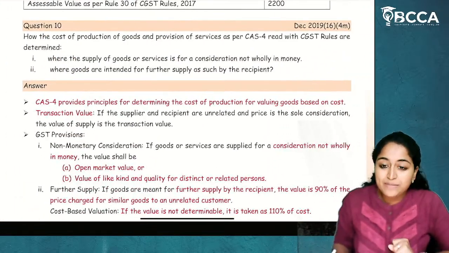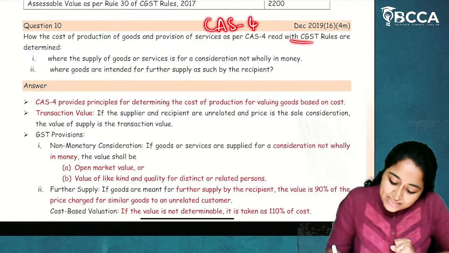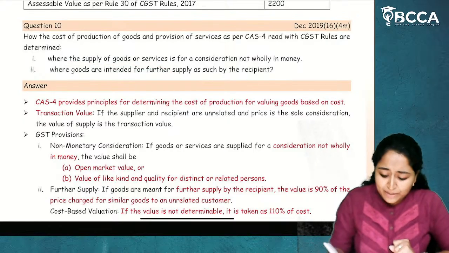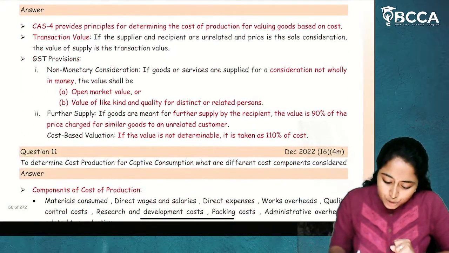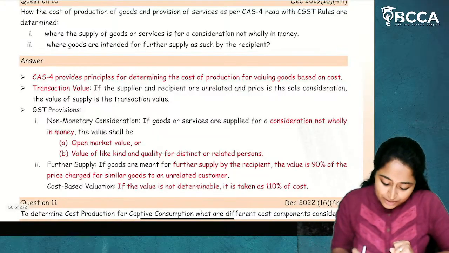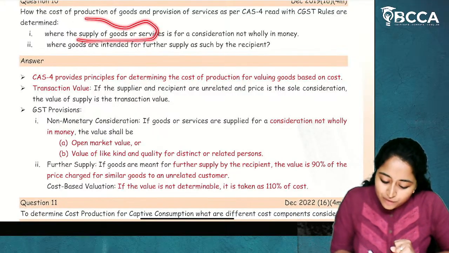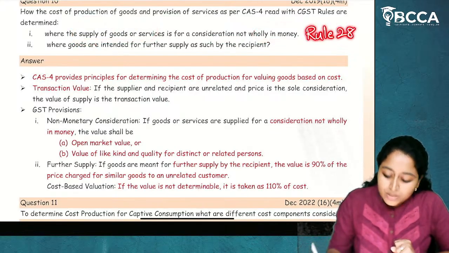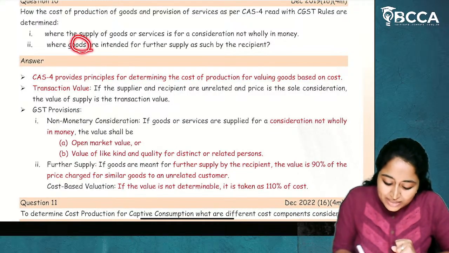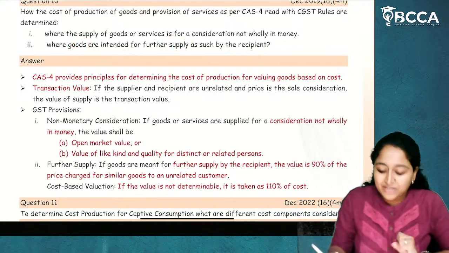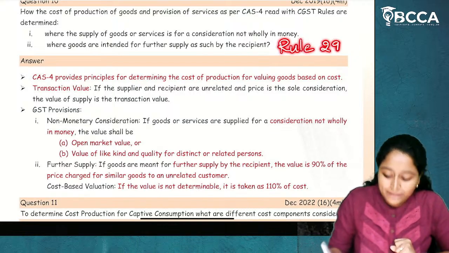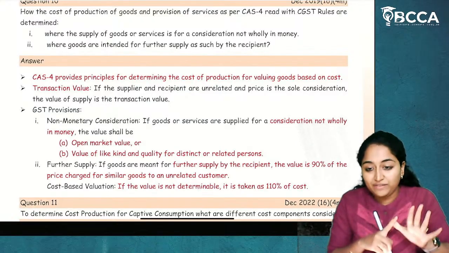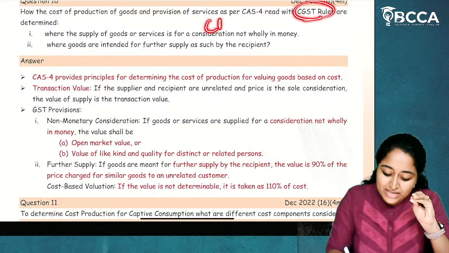Now, how will a theory question be tested? In CAS 4, we have CGST rules. From those CGST rules, we have questions. The question has been asked from rules. So we have rules of CGST. Where the supply of goods or services is for consideration not wholly in money, this is Rule 27. Rule 28 they have tested, where goods are intended for further supply as such by the recipient. Rule 27, Rule 28, Rule 29, Rule 30 and Rule 31. We have 5 rules as per CGST rules in CAS 4.